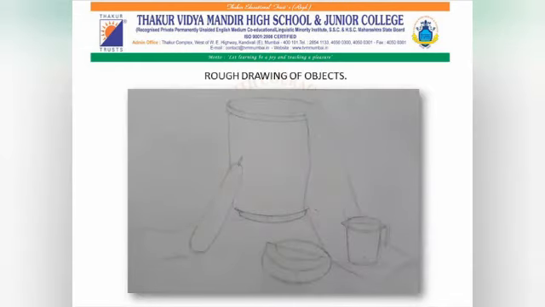Students, after we complete drawing in basic shape and placement, let's start with the rough drawing. If you see in this picture, I did a rough drawing of all the objects. I am not adding any detail or final drawing. I am doing this drawing in a very light way.